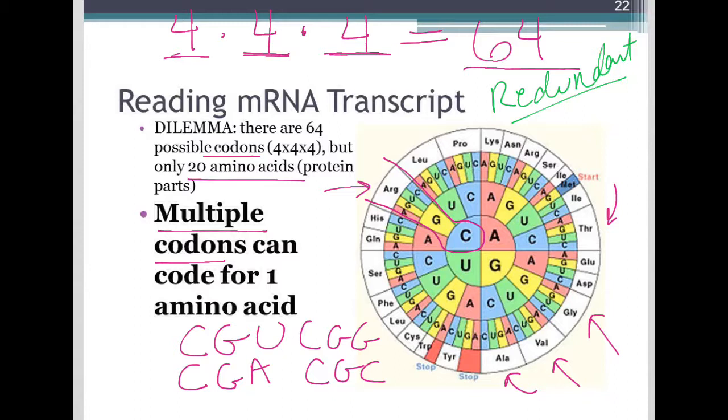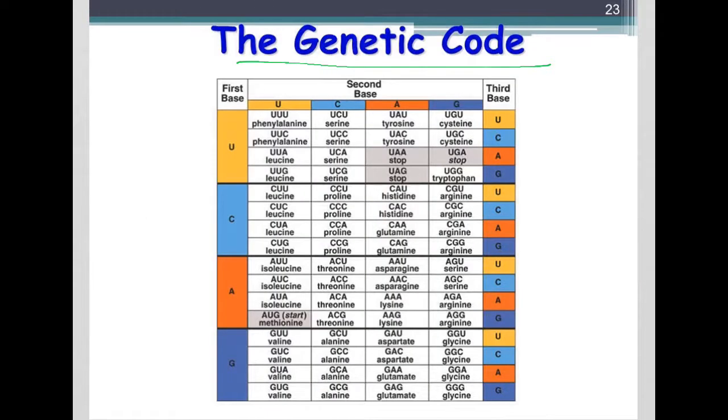In this wheel, for the codon, you actually start in the middle. The middle is your first letter of your codon. First letter, second letter, and then third letters. So if I have the codon AUG, I start here A, U, G, and that's methionine, which is actually our start codon.